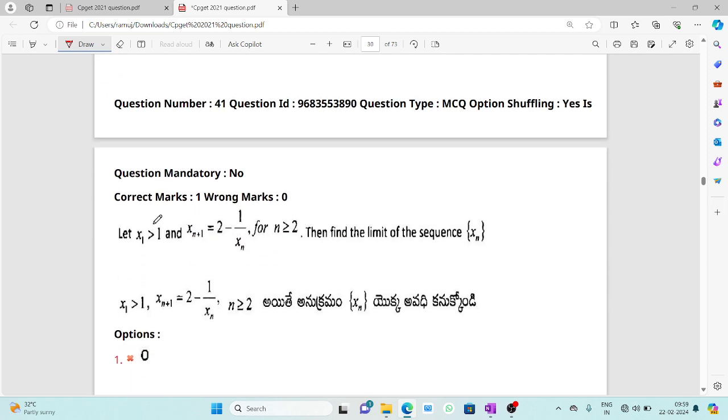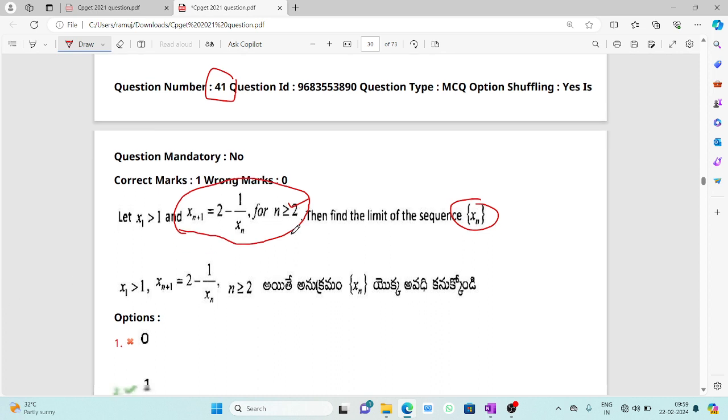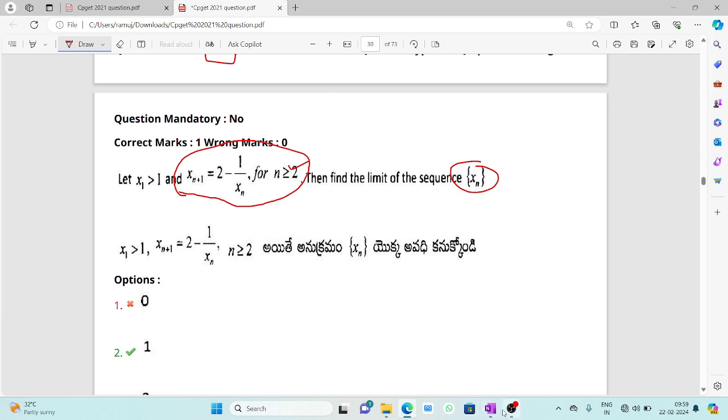And question 41 is: let x1 be greater than 1 and x(n+1) is equal to 2 minus 1 by xn for every n greater than or equal to 2. So find the limit of the sequence xn. Whenever these types of questions are asked, I will tell you one shortcut.